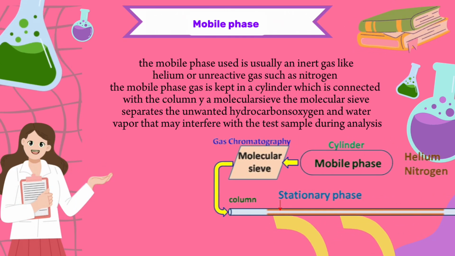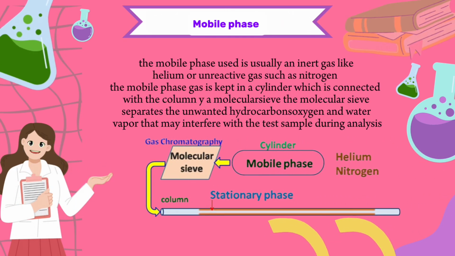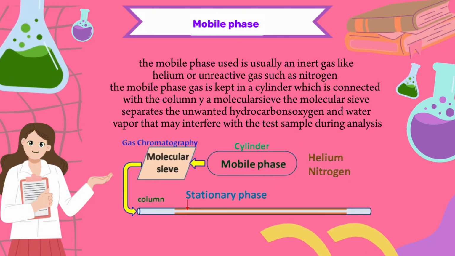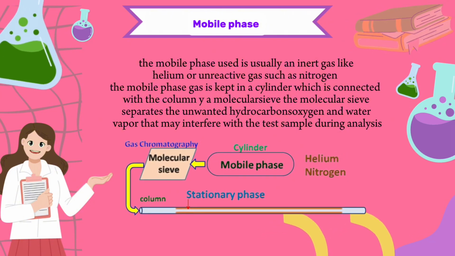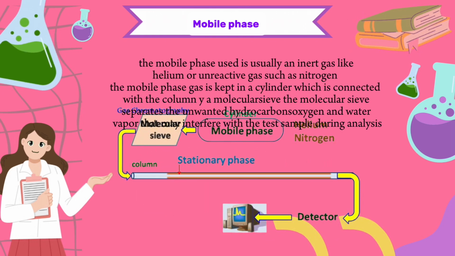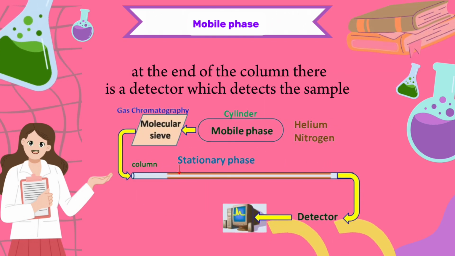The mobile phase used is usually an inert gas like helium or an unreactive gas such as nitrogen. The mobile phase gas is kept in a cylinder, which is connected with the column via a molecular sieve, which separates the unwanted hydrocarbons, oxygen, and water vapors that may interfere with the test sample during analysis. At the end of the column there is a detector which detects the sample.